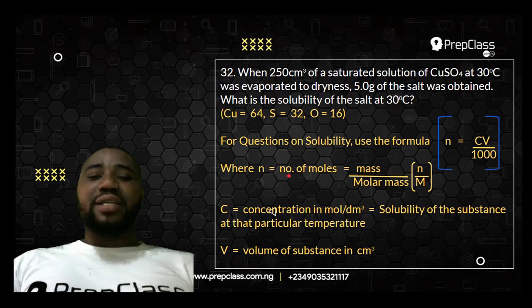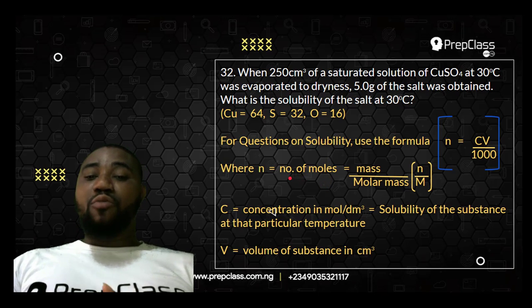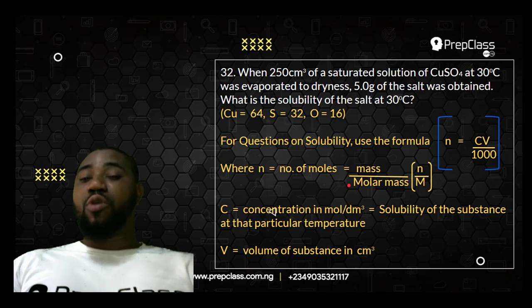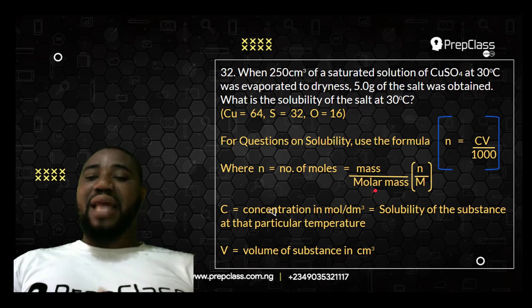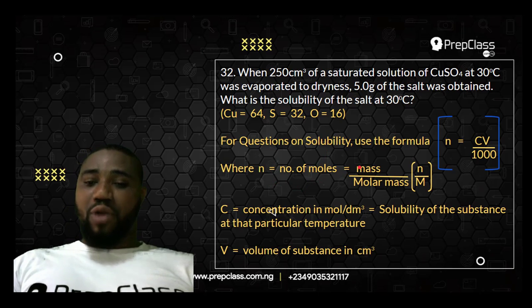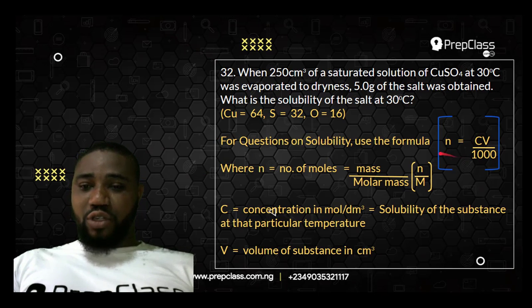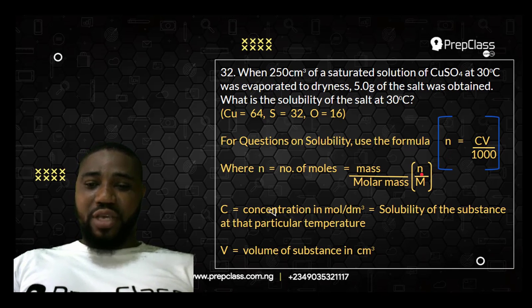So I say here where n is the number of moles of the substance. From our formula, number of moles is mass over molar mass. So remember that molar mass of the substance is mass over number of moles. So molar mass, capital letter M, is small letter m, mass over number of moles. So when you make n the subject of formula, your number of moles becomes mass over molar mass. So in this, n is CV over 1000. This your n, number of moles, is given as mass over, I made a typo here, sorry.